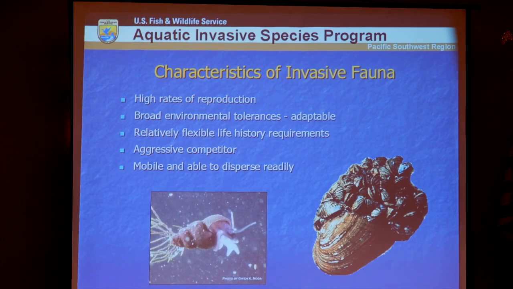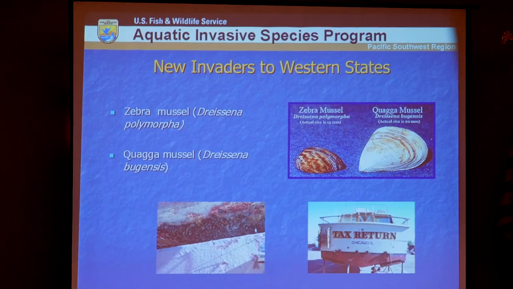And we'll talk about these characteristics relative to quagga mussels when Carrie presents on the life history. She'll explain why quagga mussel is such an effective invasive. So, new invaders to the United States, quaggas and zebra mussels. 1997 is when they began arriving in the Colorado River and began moving around.